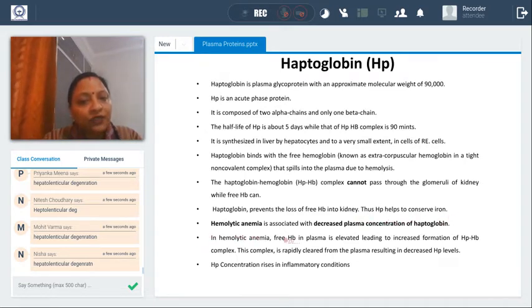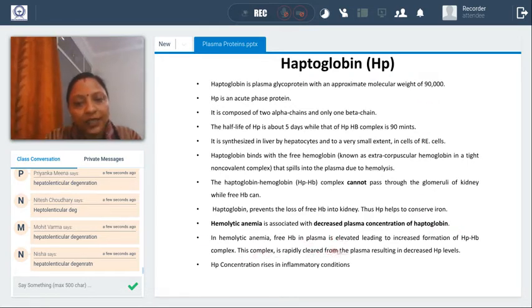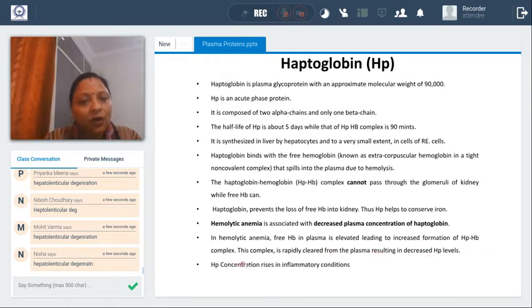Hemolytic anemia is associated with decreased plasma concentration of haptoglobin. In hemolytic anemia, free HB in plasma is elevated, leading to increased formation of the HP complex. This complex is readily cleared from the plasma, resulting in decreased HP levels. HP concentration rises in various inflammatory conditions.